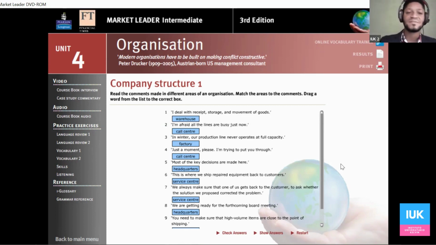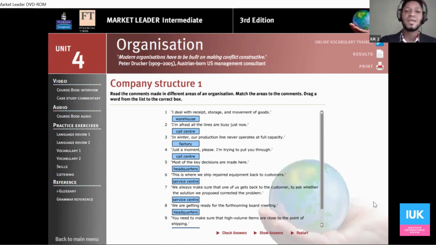Number 5, most of the key decisions are made here. That's the headquarters. The headquarters is the most important office that a company has. It's the most important location of an organization. Do you work at your company's headquarters? Or are you located at one of the branches or annexes?